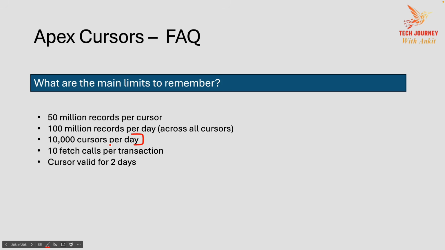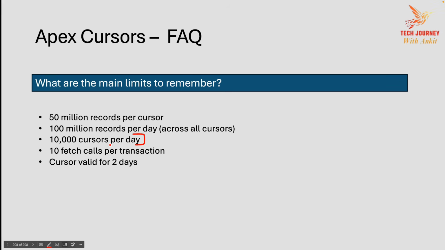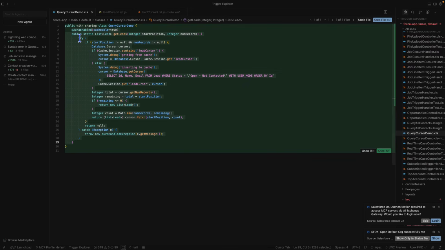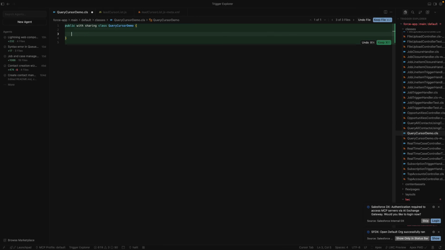So with the help of all these considerations, let's see how we can design our Apex cursor. Now, let me create one class. Let me remove this code. I will show you how to write this code one by one. So the very first thing, I want this particular component to be invoked from the Lightning Web Component.